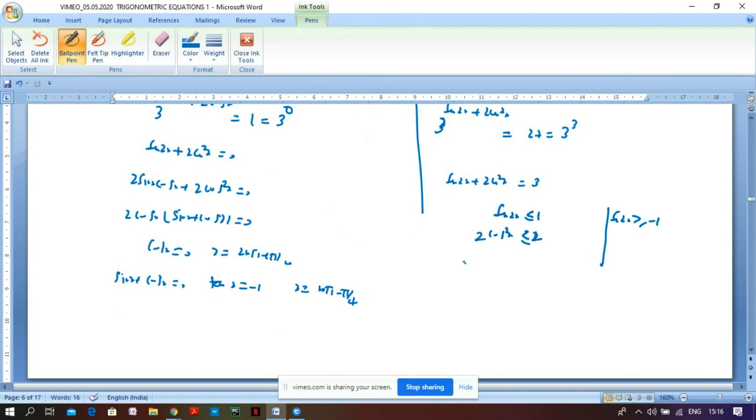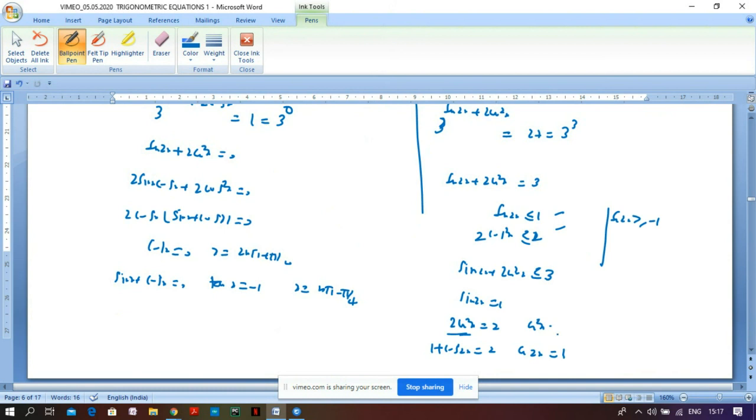And when you add, you find that sin 2x plus 2 cos² x is less than or equal to 3. It means 3 is given, so equality holds throughout. So we get sin 2x equal to 1, and we get 2 cos² x equal to 2. That is, 2 cos² x I can write as 1 plus cos 2x equal to 2. So I can get cos 2x equal to 1.